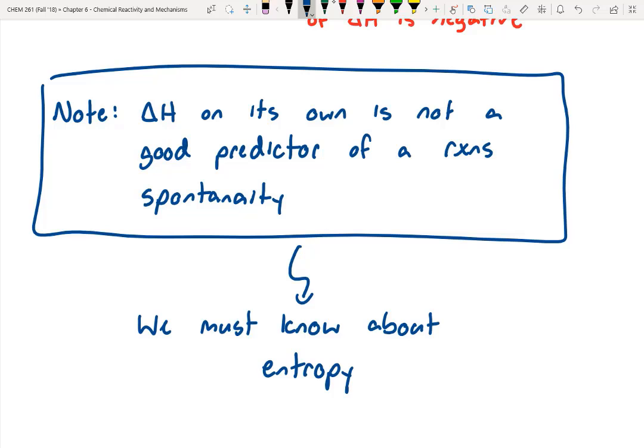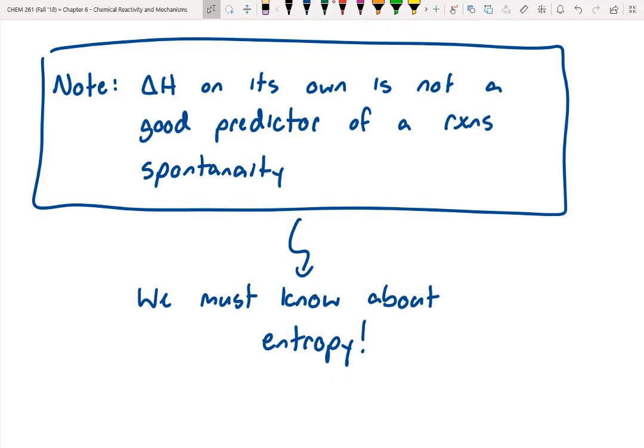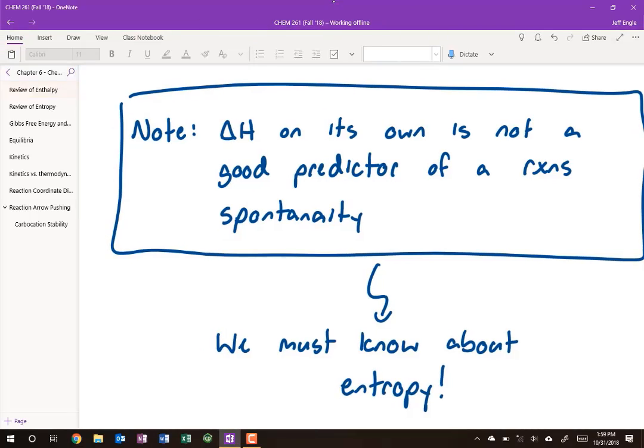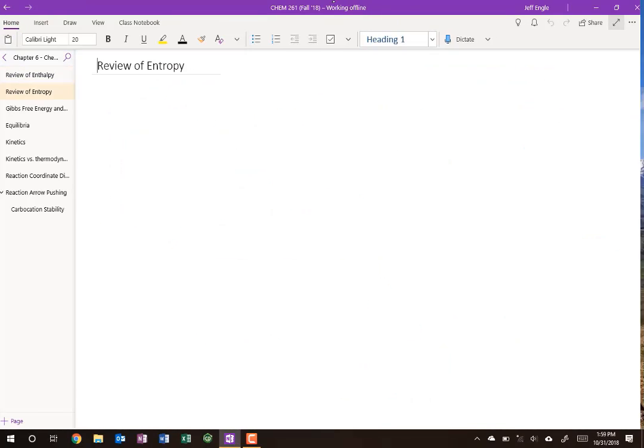Does anybody remember what entropy is? It's a measure of disorder in the system, right? So we need to know about whether or not during the reaction your reagents are getting more disordered or less disordered. That is also very important for knowing what's going on. So let's review entropy a little bit. And like I said, it's a measure of disorder.